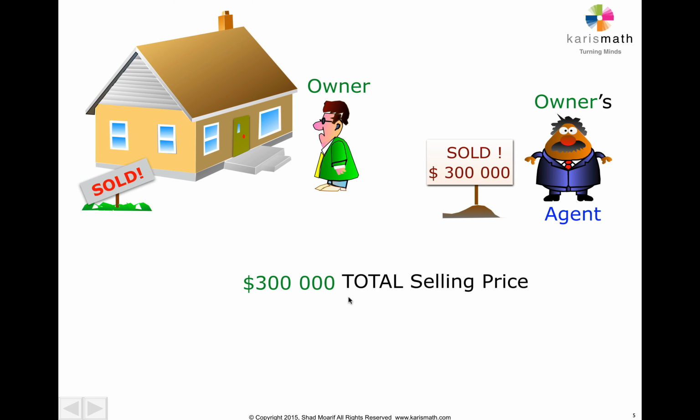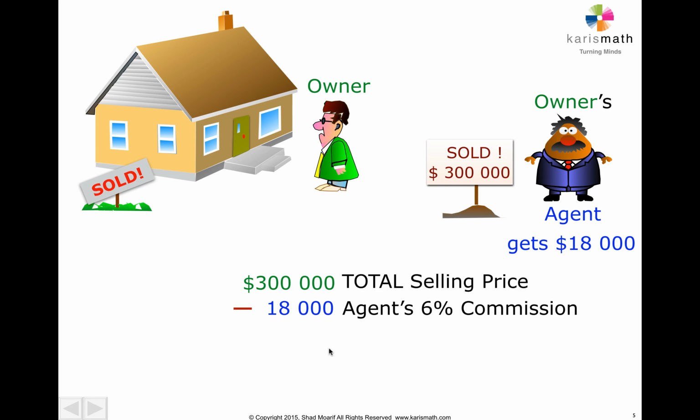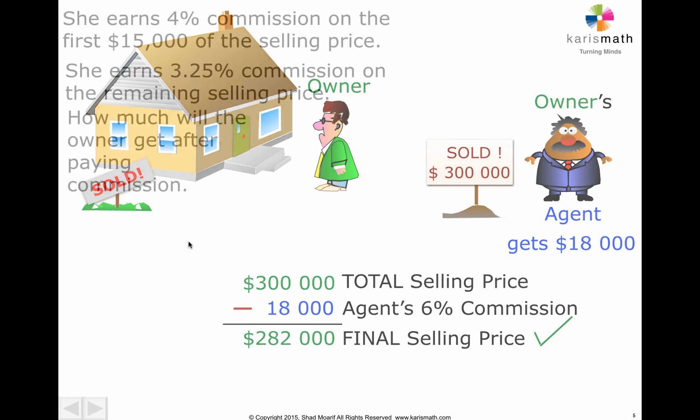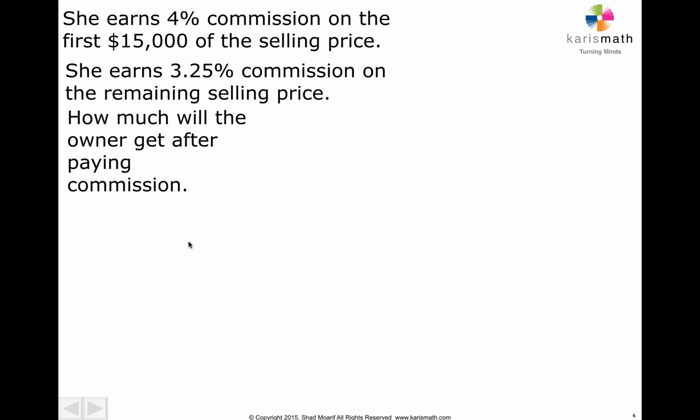So if $300,000 is the total selling price, the agent gets $18,000, and the owner will get $18,000 less than $300,000, which means $282,000 is the final selling price as far as the owner is concerned. It's because he paid towards the cost of this transaction.